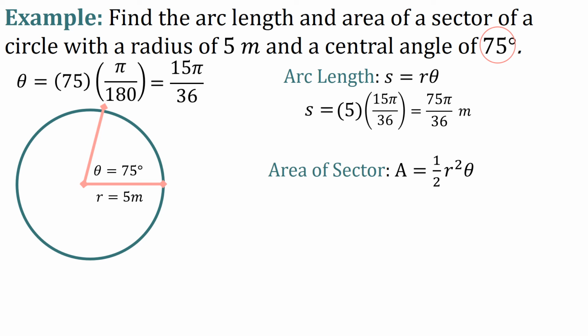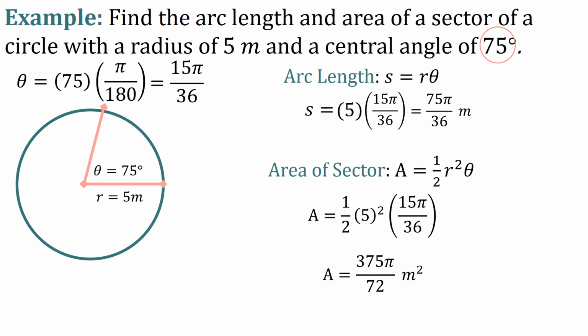Area equals 1/2 r squared times theta. So we know that our r is 5 and our theta is 15 pi over 36. Simplifying all of this, 5 squared is 25, and you would multiply all that across. Remember, you never put pi in the calculator because we do not want decimal answers. We're going to get 375 pi divided by 72, and that's meters squared because area is always squared units.